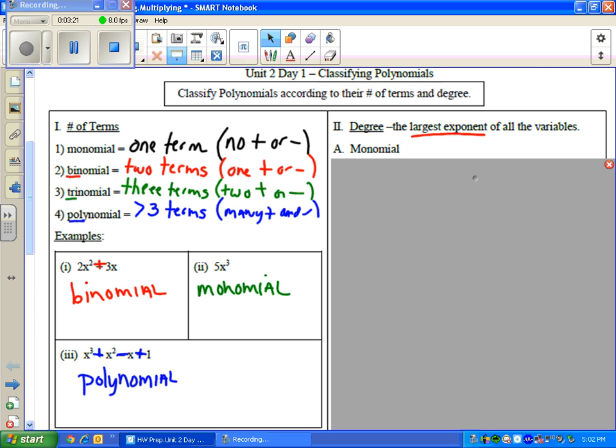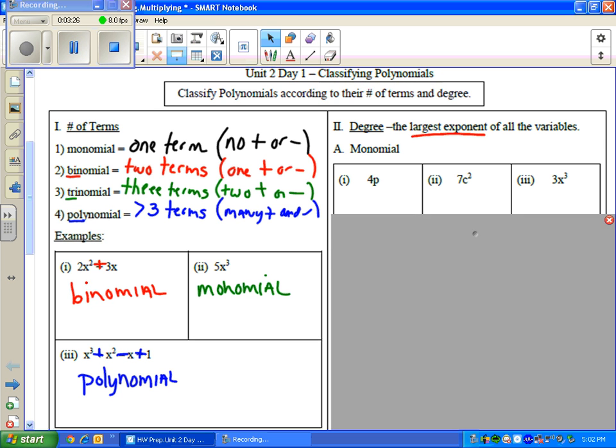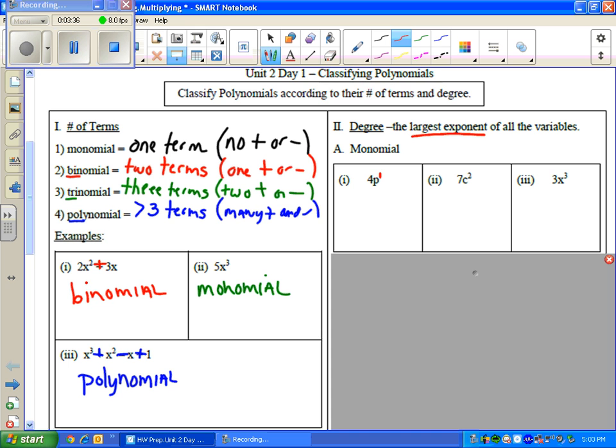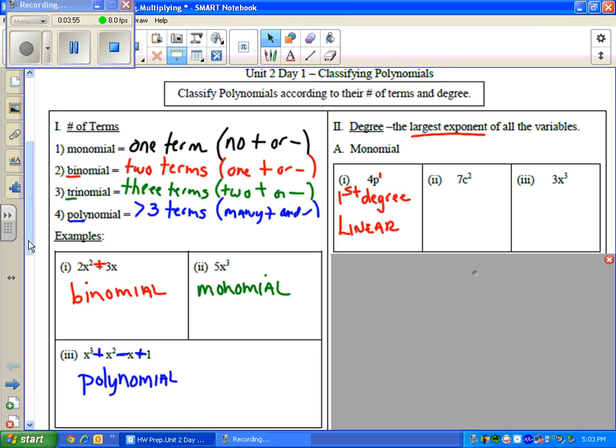With monomials, you'll know by looking over here to the left, it means we're not going to have any pluses or minuses. So as we look at these 3 examples, let's talk about what the degree of each one of these is and what we call them. On number 1, we have 4p to the first. Okay, that means this is a first degree. But in mathematics, we don't say first degree. What we call this is linear. We'll discuss later on in the school year what linear actually means in terms of graphs and so forth. But right now, we'll just have it for this term.